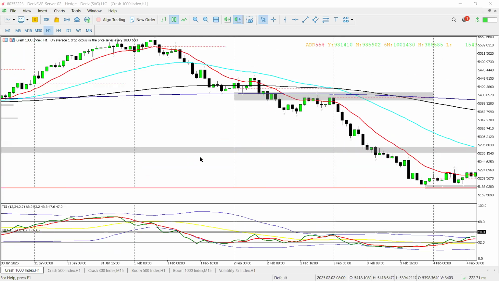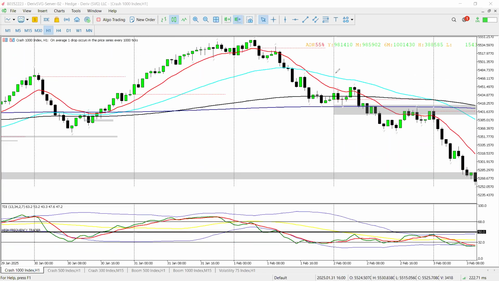Then the third point is if you see the whole TDI indicator, which means the blue volatility bands, the yellow baseline, the green price line, and the red signal line, if they are trading above the 50, if the whole indicator is above, it means your price is bullish. You only look for buys on H1, 13 EMA.